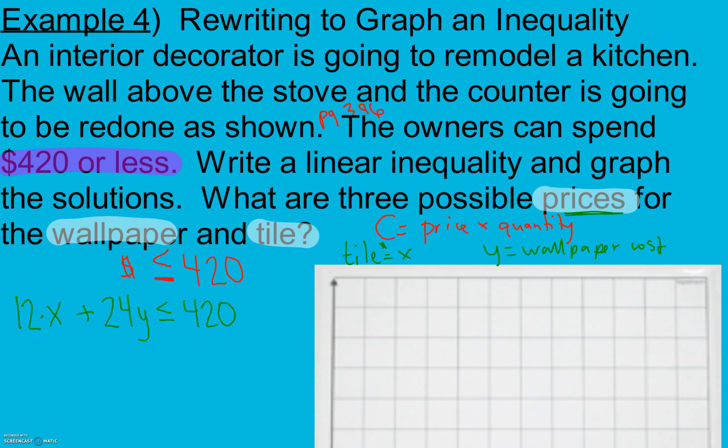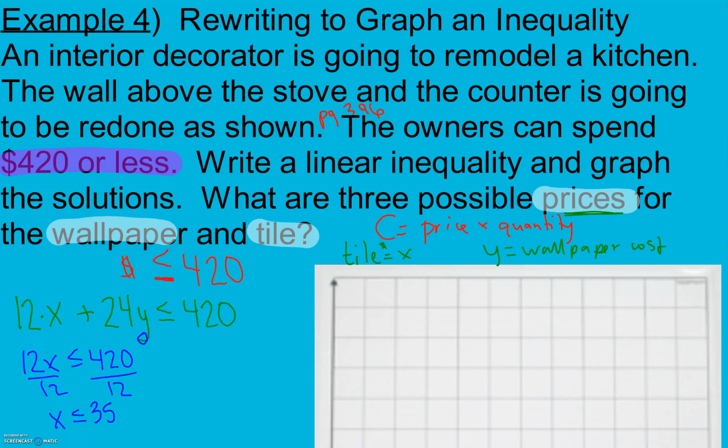Now, a couple different ways we could do this. It's in standard form, so we can go ahead and find our intercepts. In order to find my x-intercept, so if we just used tile and decided we didn't need to redo the paper, we'd plug 0 in for paper. And solve. Divide by 12. And x would be less than or equal to 35.